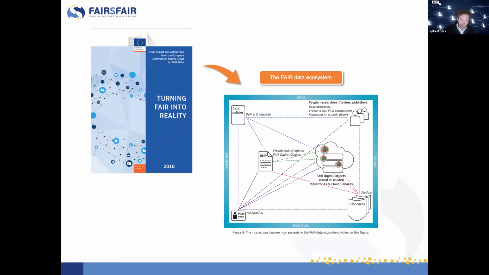This is really elaborated and made a lot more precise in the Turning FAIR into Reality report, which was published in 2018. I think many of you will be familiar with the work. If you're not, I would really recommend it. It's really a great piece and very worth the effort to study it. And also this notion of a FAIR data ecosystem is made much more precise in there.